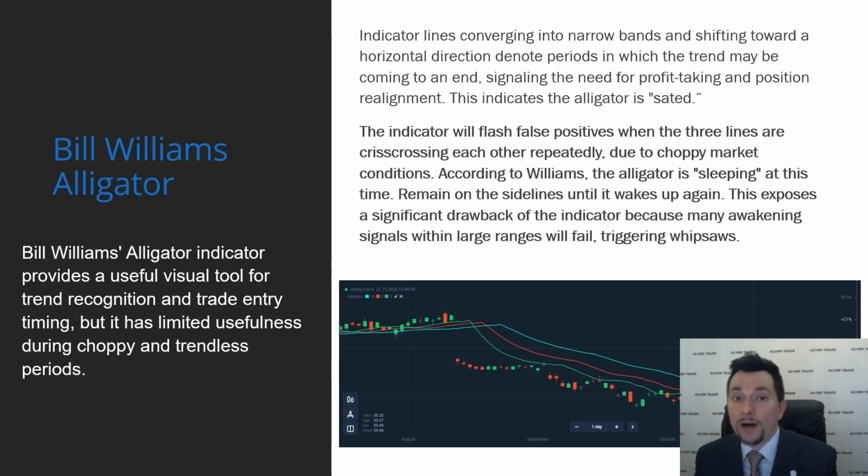So you want to buy low and sell high in times like that, but it's hard to open long-lasting positions to get that really sizable income from your positions. So according to Bill Williams, this is the time that the alligator is sleeping and you should remain on the sidelines until it wakes up again. This is one of the drawbacks of the indicator because it gives you the positions very rarely. And there are many false signals which you guys have to unfortunately find out yourself.